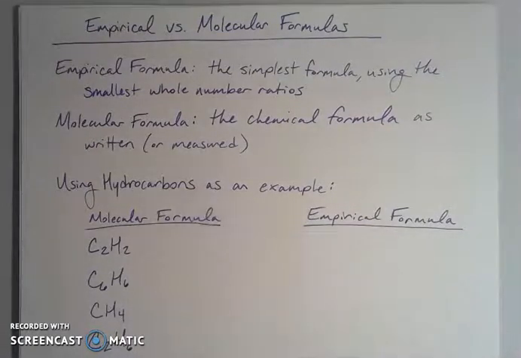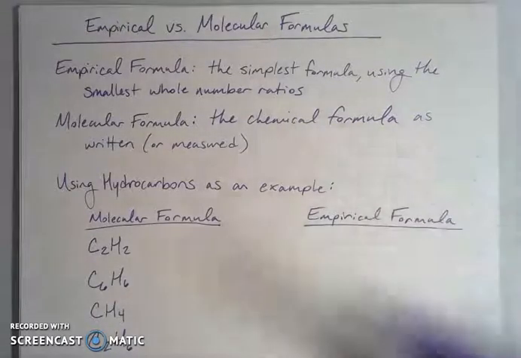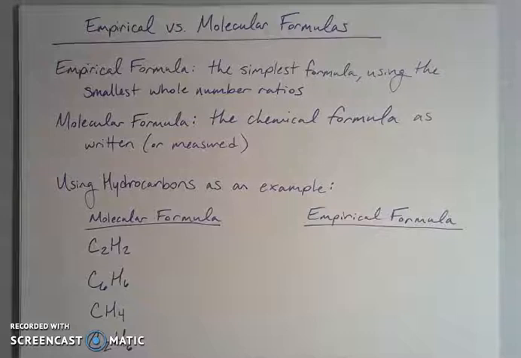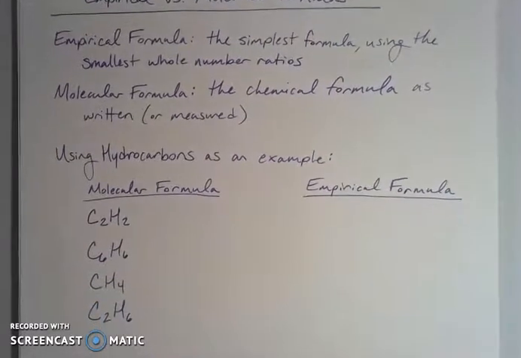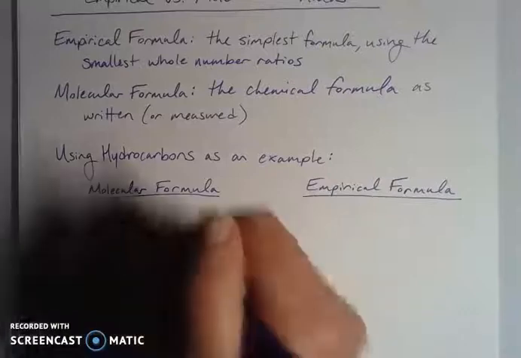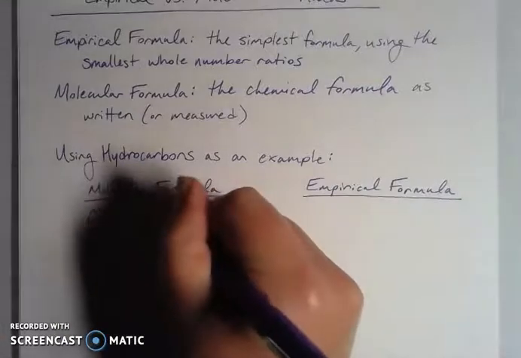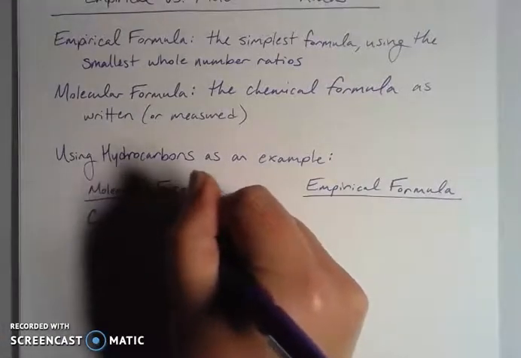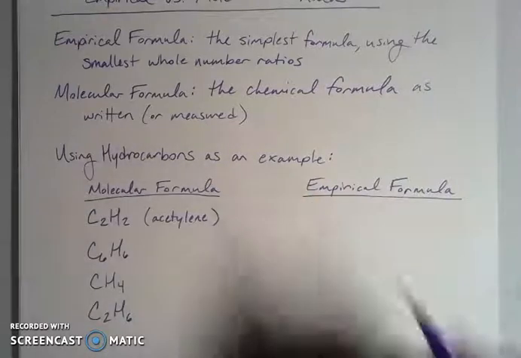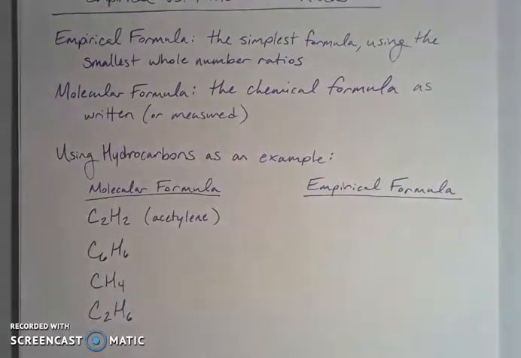But the molecular formula is the chemical formula as it's written, but sometimes these things can have an empirical formula, meaning we can simplify things down. So let me give you a couple examples. Let's use some hydrocarbons as examples. So if we have C2H2, which is acetylene. So acetylene is used in torches, for example. That's one of the applications of it.